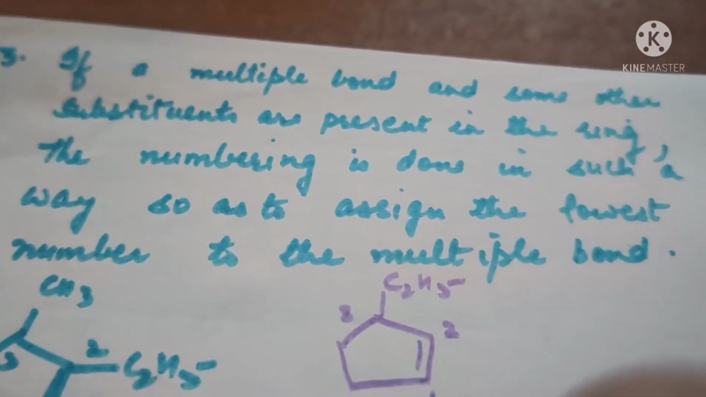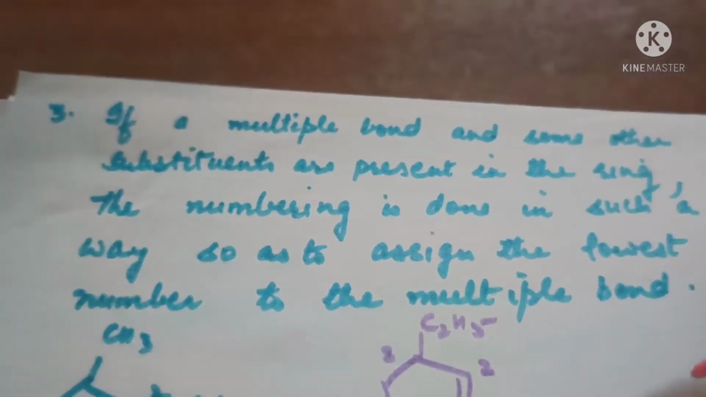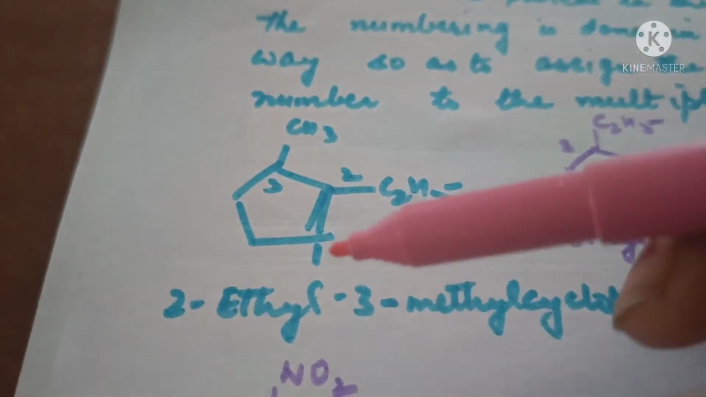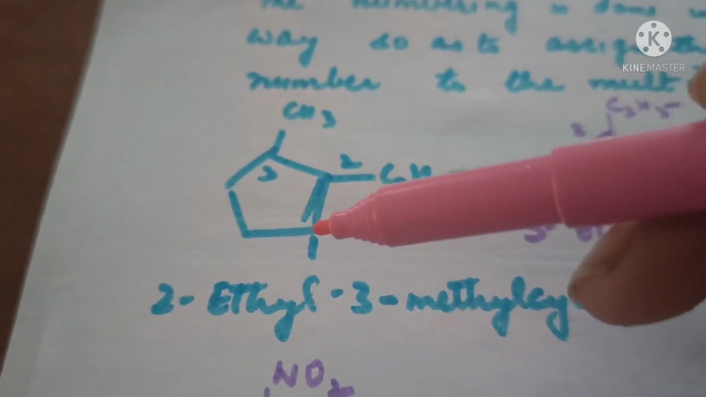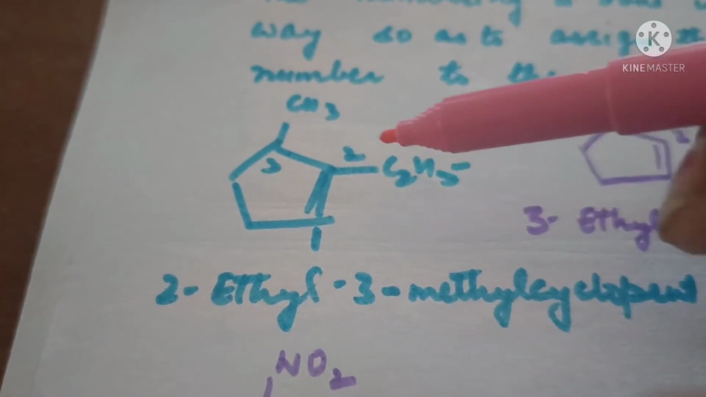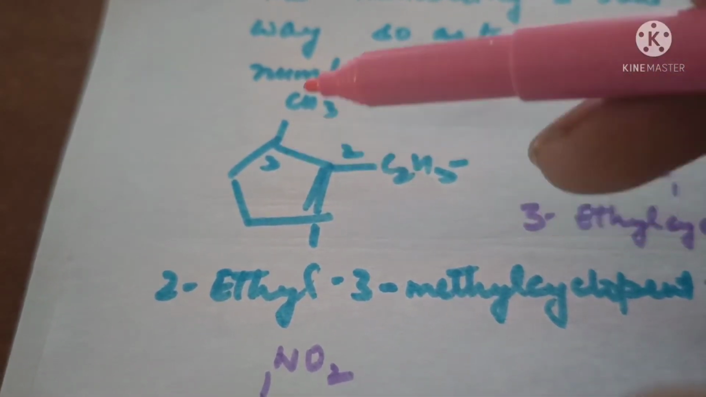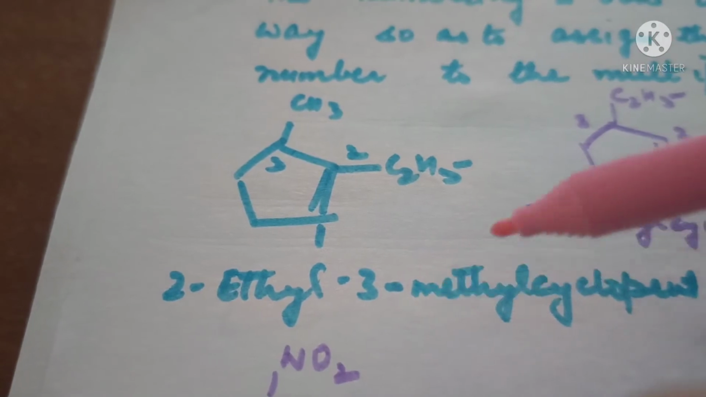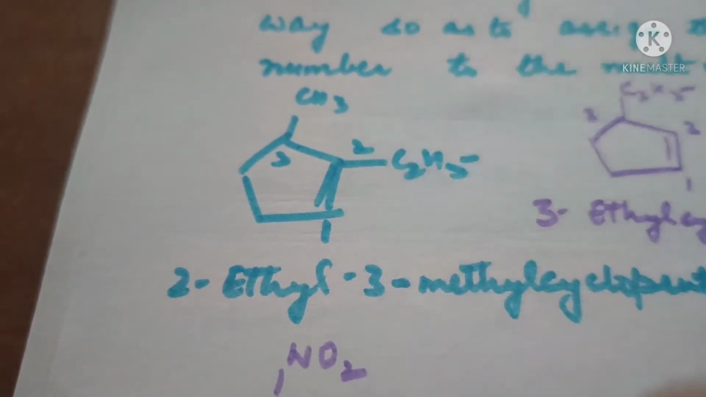such a way so as to assign the lowest number to the multiple bond. So we start numbering from here, 1, 2, 3. So the name will be 2-ethyl-3-methylcyclopent-1-ene.